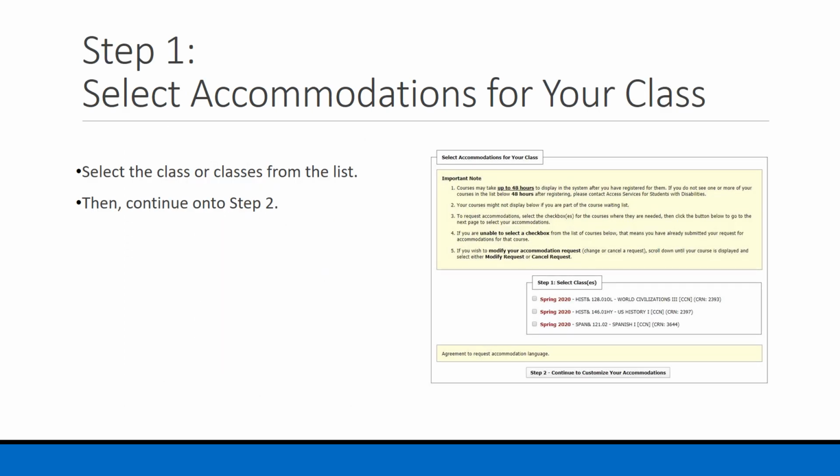Step 1. Select accommodations for your class. Select the class or classes from the list of classes you will be needing accommodations for. Then, continue on to Step 2.